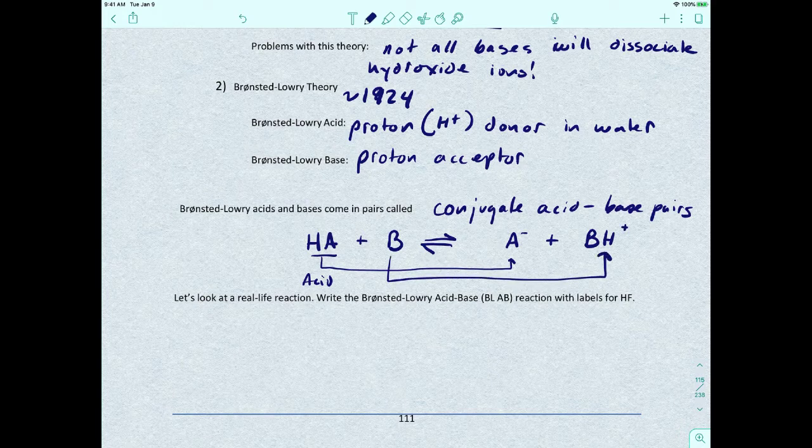So if you have HA, which is your acid, B is your base. If we go reverse now, BH plus would be your acid because it has the hydrogen. It would spin off and give off that hydrogen to the A minus. So BH plus would be your acid, A minus would be your base. Now to specify whether we're looking at reactants or products, for the right-hand side, the products, we always put the word conjugate in front of it to indicate that these are acids or bases on the right-hand side of the equation.